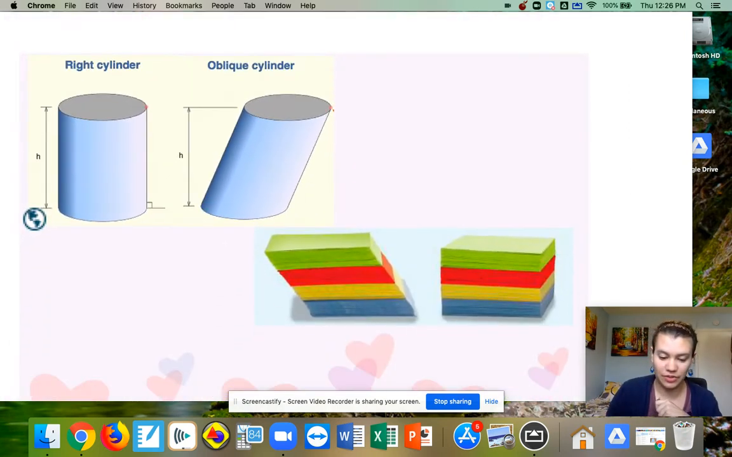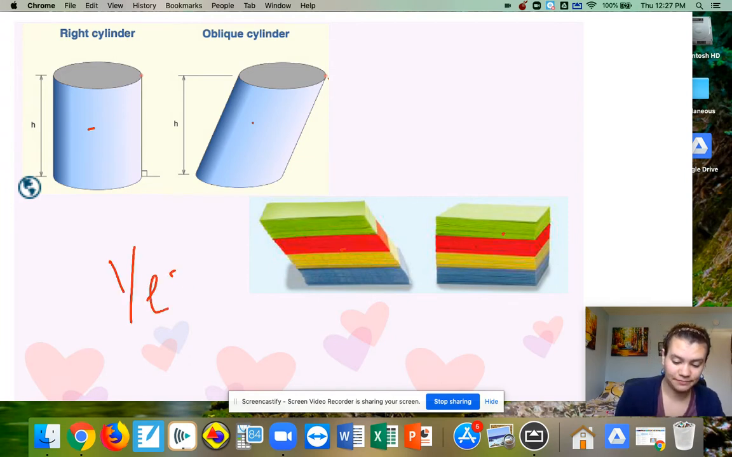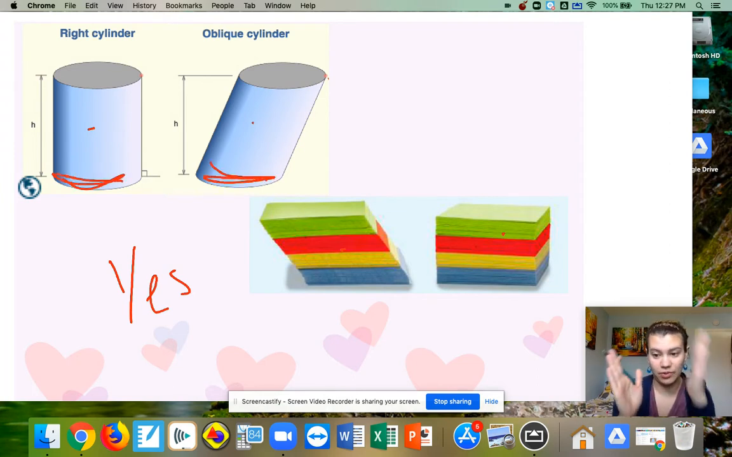So first of all, looking at these, I want you to decide, do you think these two cylinders and these two rectangular prisms have the same volume or not? The answer is yes, because this cylinder and this cylinder are the same, except one is tilted, but they have the same height and the same base.